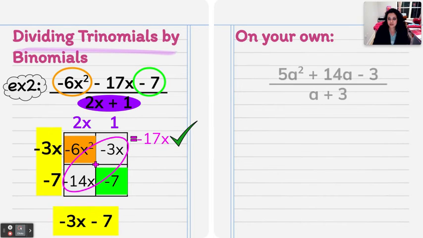Okay, you get to try one on your own. 5a squared plus 14a minus 3 divided by 8a plus 3. It's late, y'all.